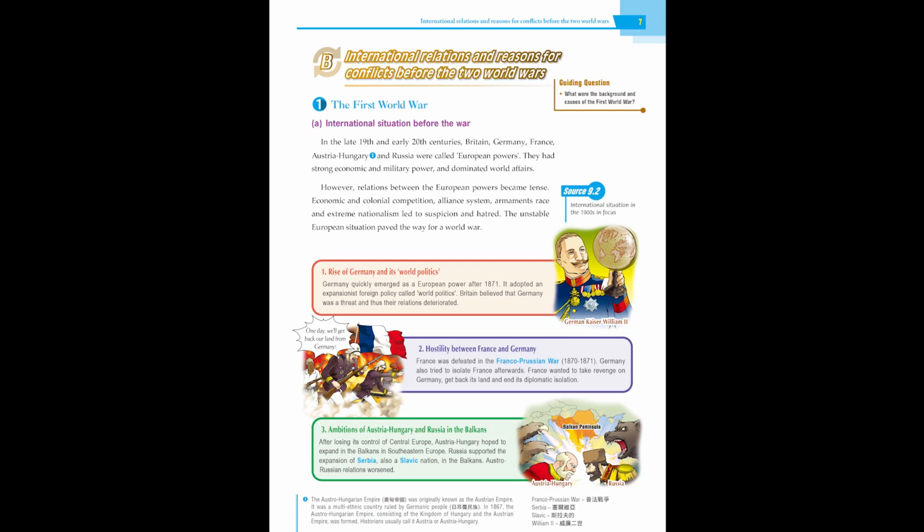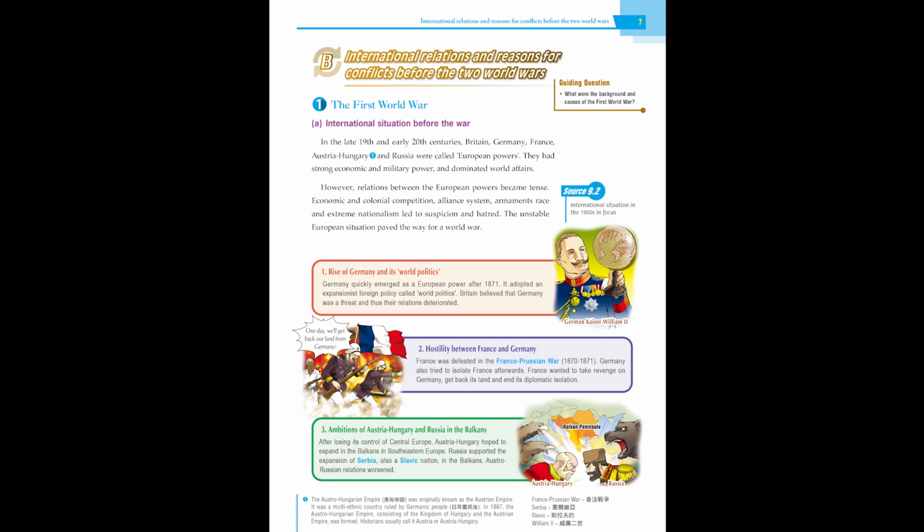In the late 19th and early 20th centuries, Britain, Germany, France, Austria-Hungary, and Russia were called European powers. They had strong economic and military power and dominated world affairs. However, relations between the European powers became tense. Economic and colonial competition, alliance system, armaments race, and extreme nationalism led to suspicion and hatred. The unstable European situation paved the way for a world war. Look at the source 9.2. International situation in the 1900s in focus.